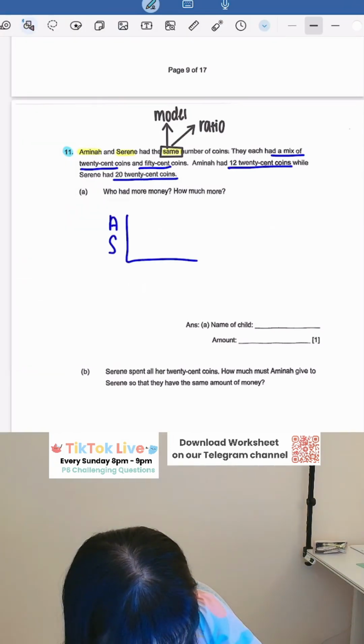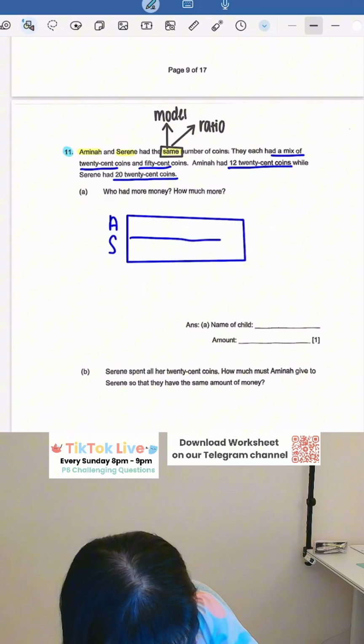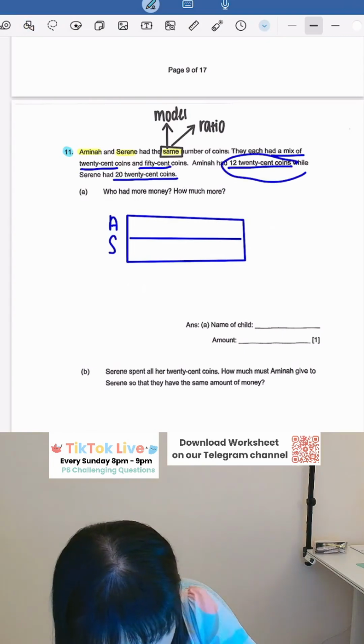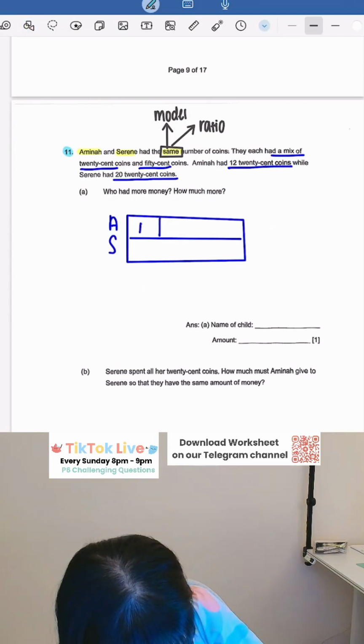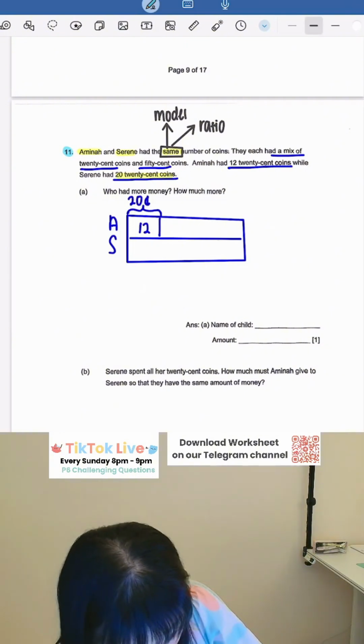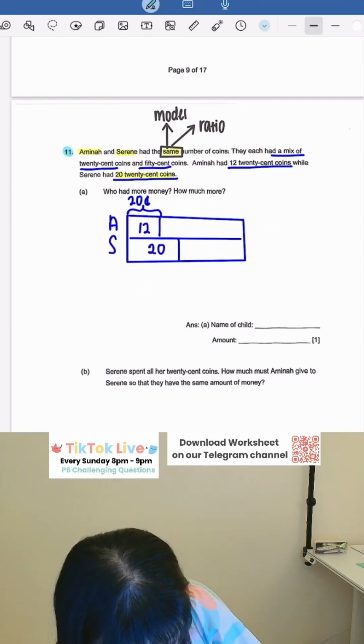You draw them having the same first. Then Amina has 12 20-cent coins, so I will just cut a 12, and then I will label the 12 as the 20-cent coin. Serene has 20 20-cent coins, so I'll cut a 20, and I will label this as the 20-cent coin.